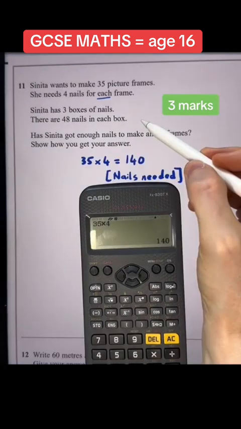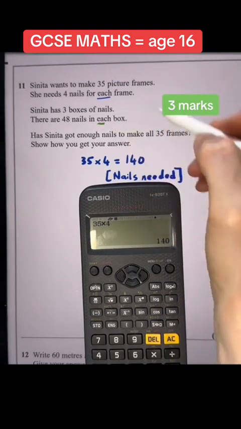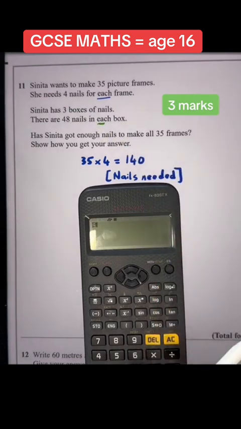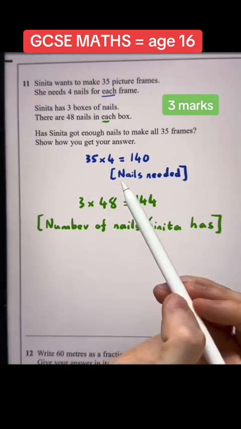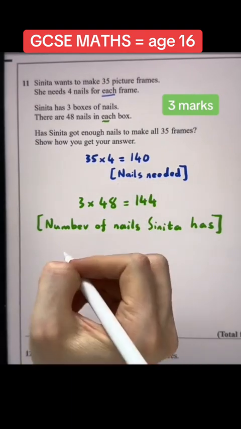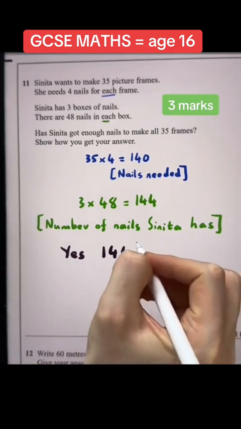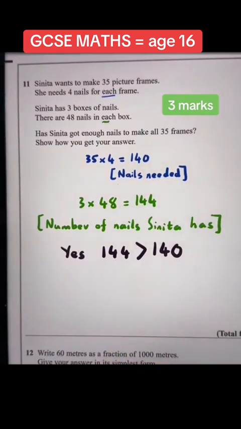We are told that Sunita has 3 boxes of nails, and there are 48 nails in each box. So to work out the number of nails she has, I'm going to do 3 multiplied by 48. So in my calculator, 3 times 48 to give us the number of nails she has, which gives us 144. Has Sunita got enough nails to make all 35 frames? Well, she has 144, and she only needs 140. So therefore, yes, she has enough, as she has 144, and that's greater than the number she needs, which is 140. She'd actually have enough and 4 left over.